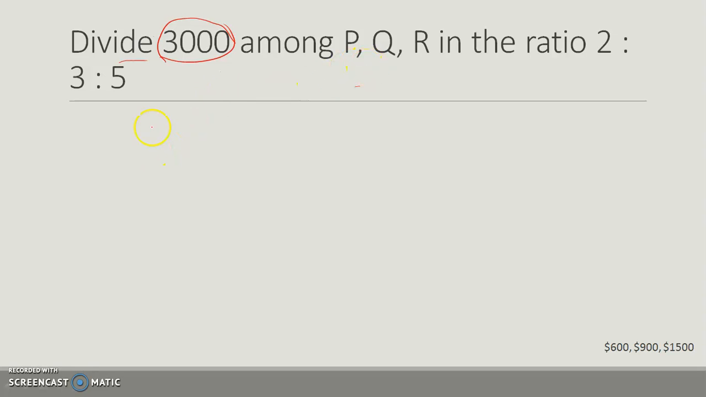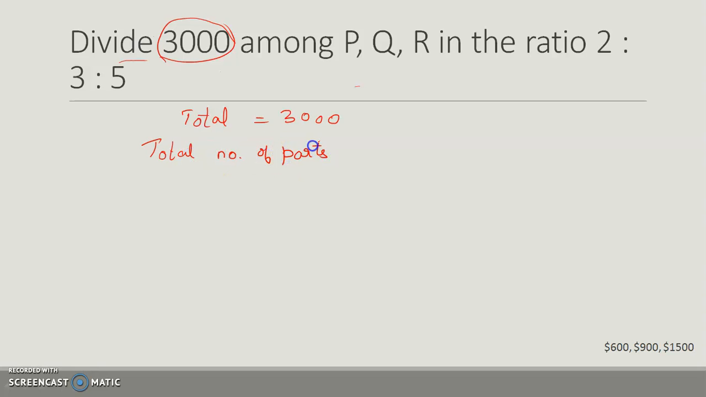Okay, the whole is 3000. Total is 3000. It can be an amount or a count of apples or balls, or the whole strength of a school. Now it is in the ratio 2:3:5. So how many parts are there? What is the total number of parts?